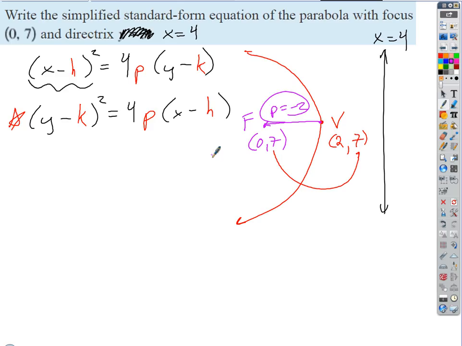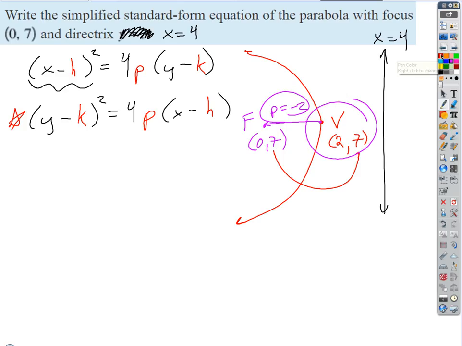7. No. 2. Yeah, because we're looking at the vertex, aren't we? It's the vertex that has coordinates (h, k). h is always going to be the x coordinate, k is always the y coordinate. It's alphabetical, h before k, x before y.